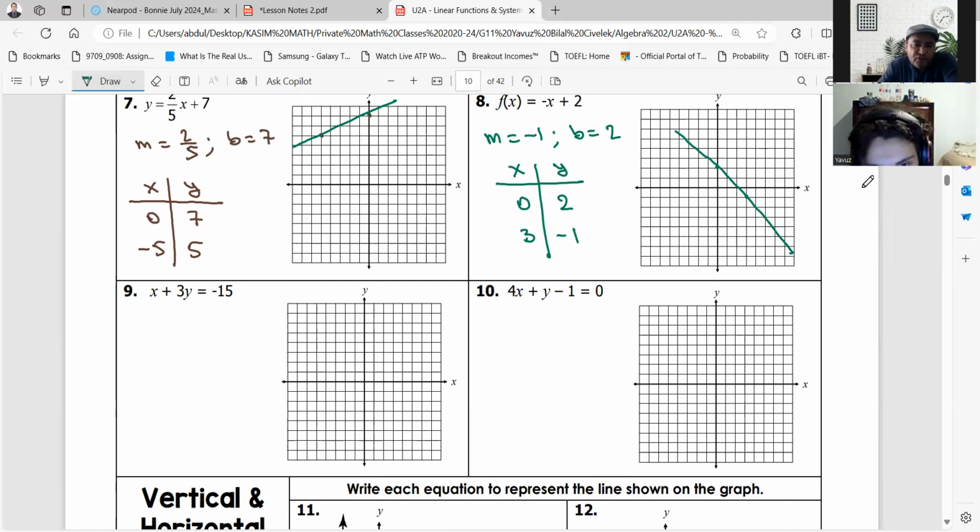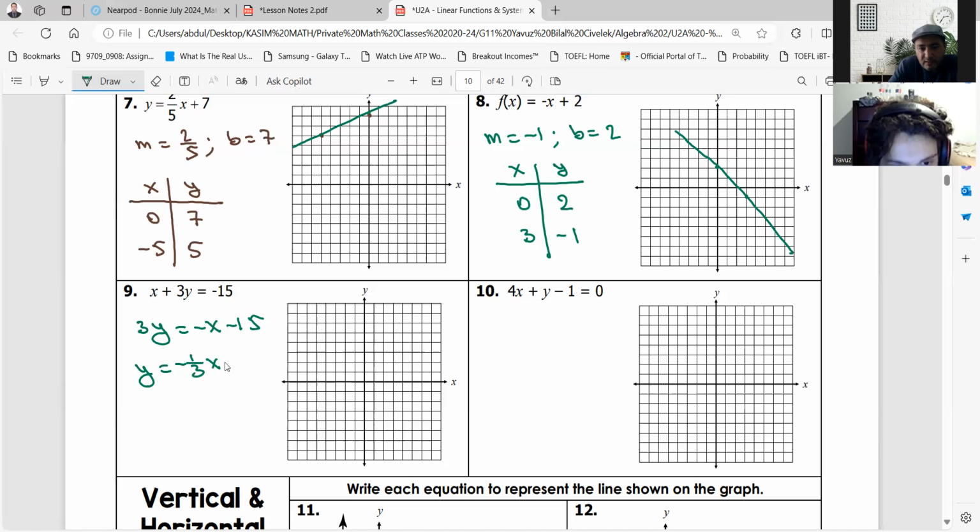Question 9. First, can you write question 9 in slope-intercept form? What should I do in the first step here? You should take 3y to the other side and 15 to the other side, x, right? X to the right-hand side. So we'll have 3y is equal to minus x minus 15, right? And now we should divide both sides by 3. So y is equal to minus 1 over 3 x, and 15 divided by 3 is 5.